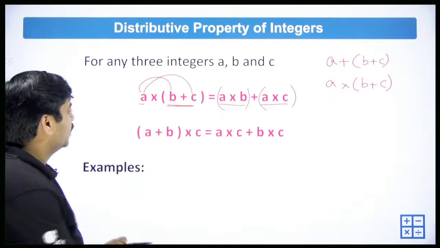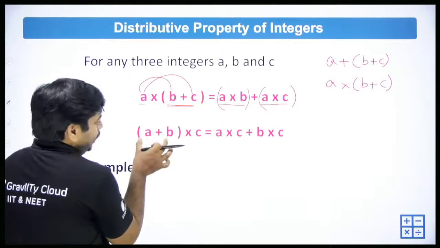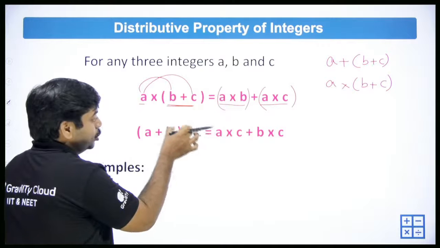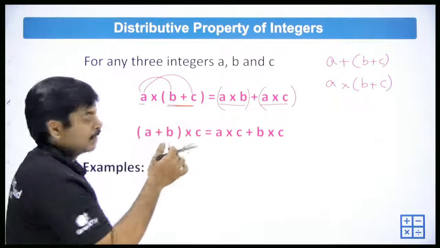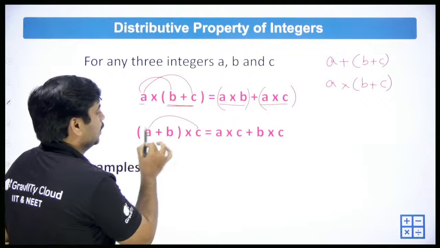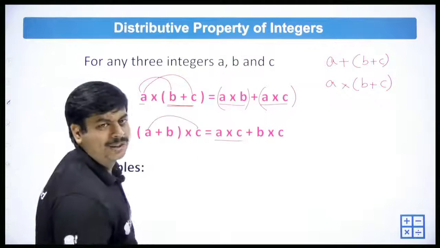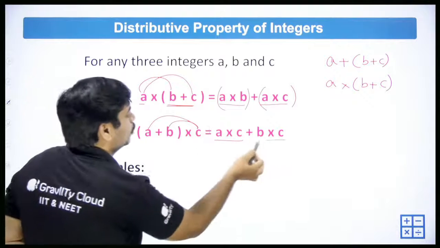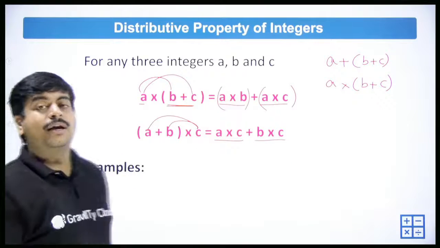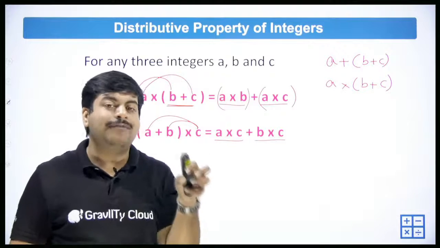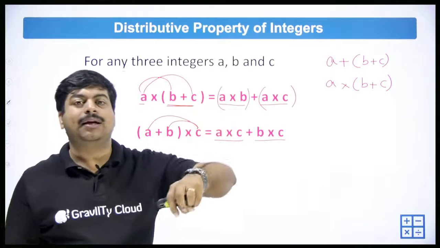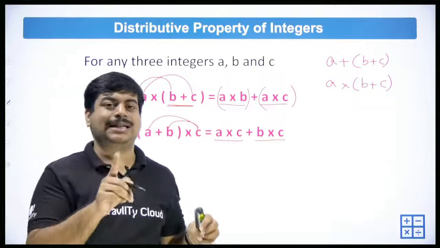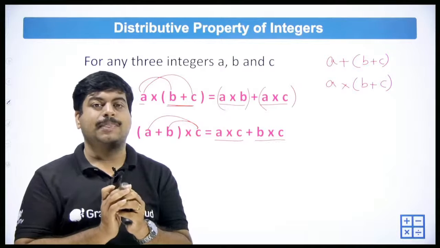The same way here, if you carefully observe, this is one unit. C is another unit. So you need to distribute C to both of them. So you are distributing C to A, that is A into C or C into A, both are same. And C to B or B into C, both are same. We are distributing only the term which is being multiplied, not the thing which is added. You should be very careful in that.